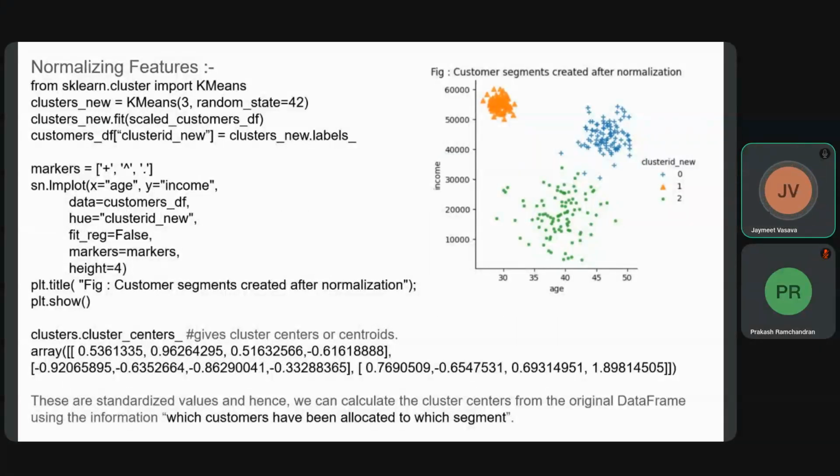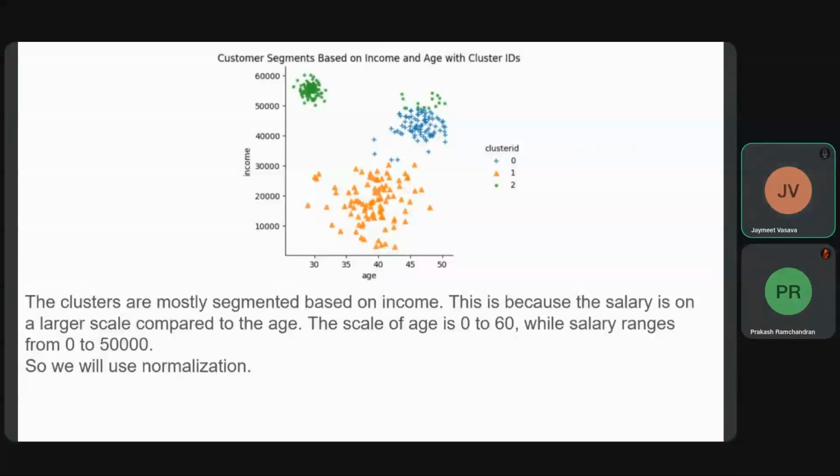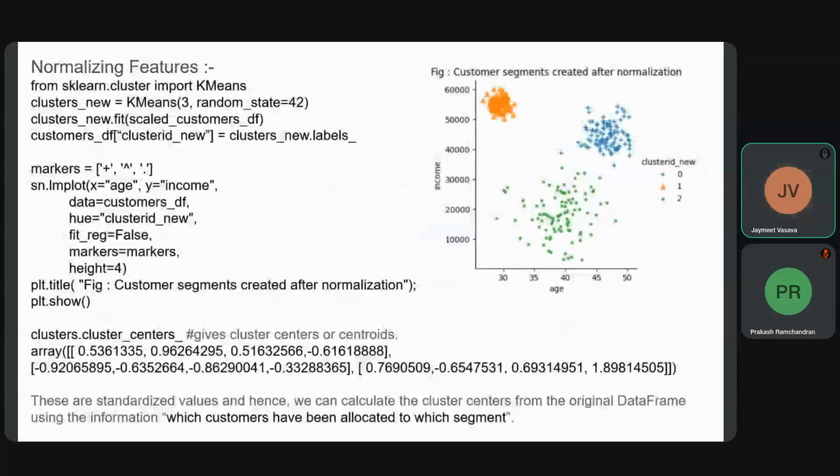So after that, we plot the graph again for these normalized values. So this is what the graph would look like compared to this one. This is how the graph looks right now.